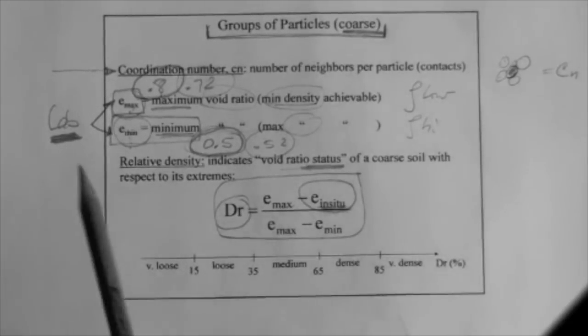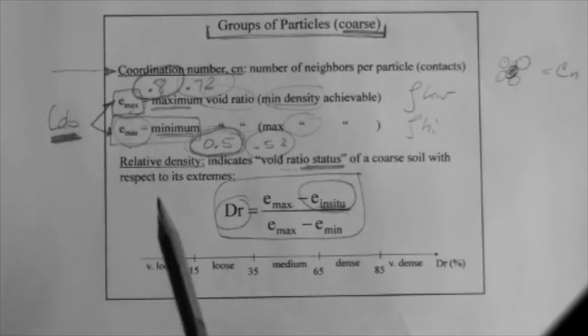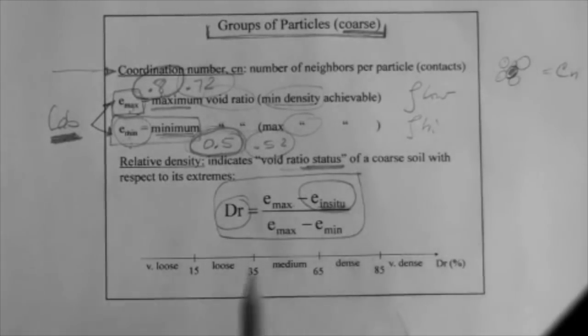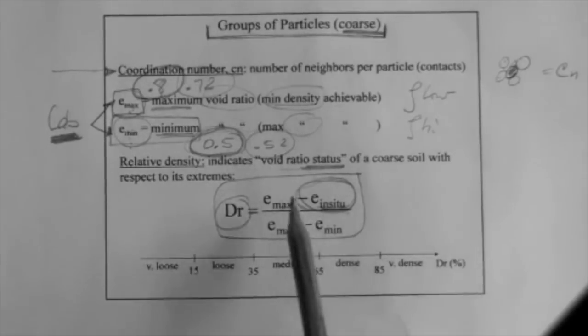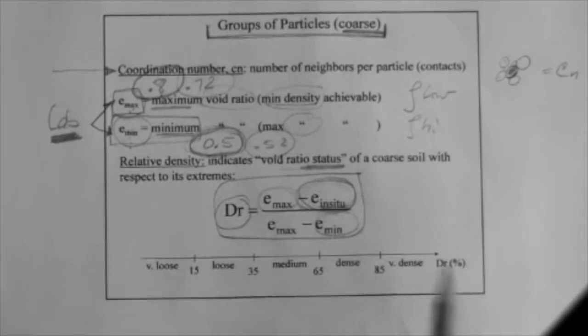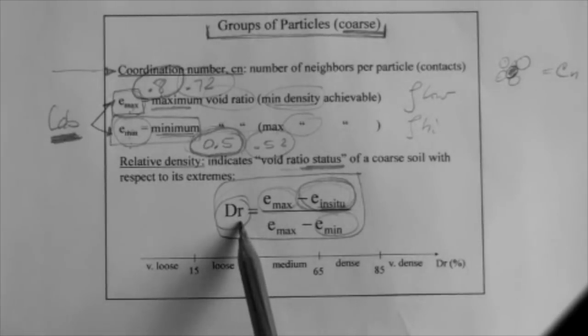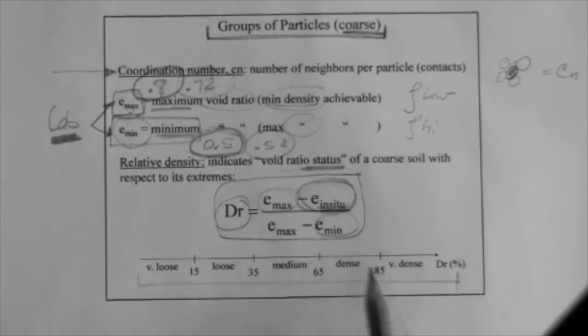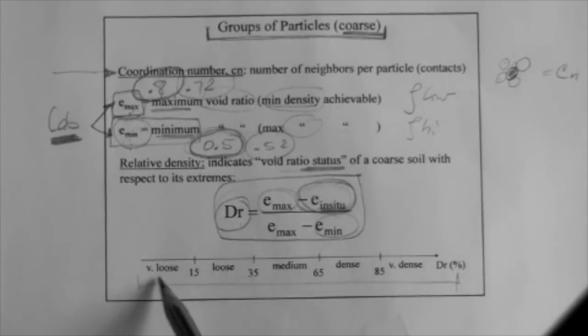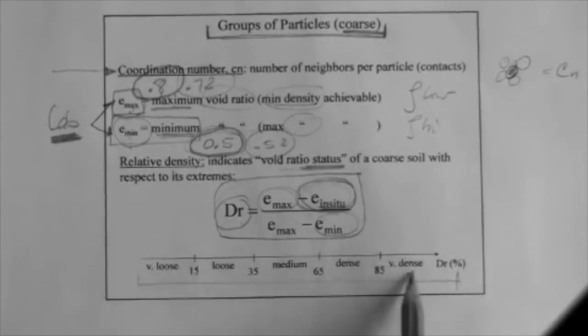Let's say if you work in the field, you could hire a lab company to determine E max and E min for you for your soil, for your site. Okay, and you can hire another company or you can do it yourself to determine the in situ void ratio, the void ratio of that soil in the field. Okay, so if you have these three, then you can determine the relative density, and then you can use this very simple table to label your soil in terms of its density. So very loose or very dense, those are the extremes.